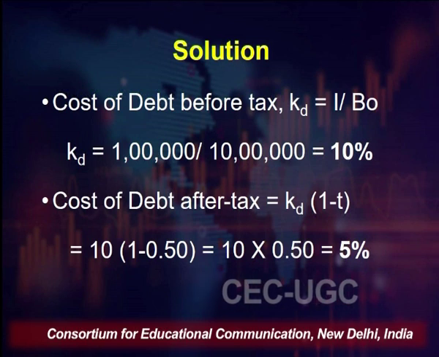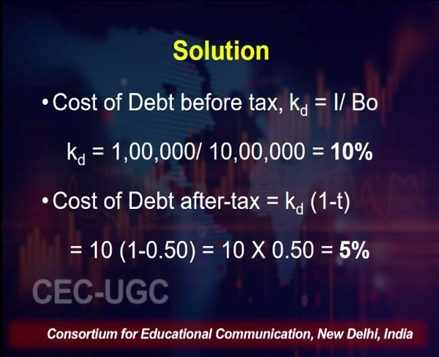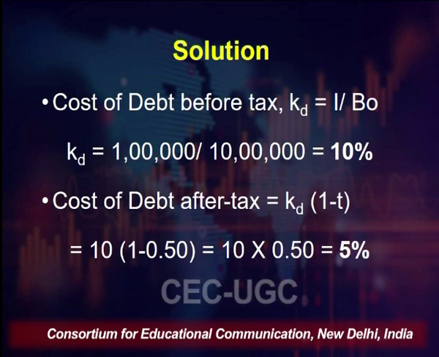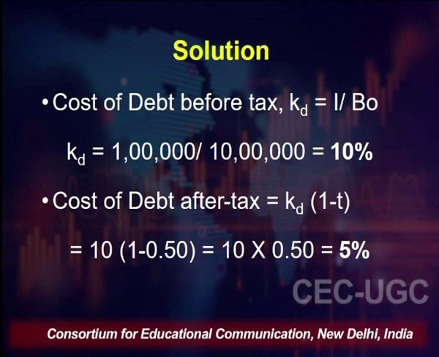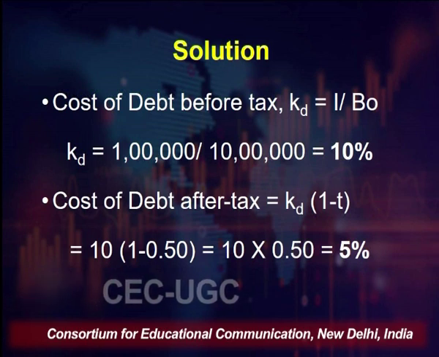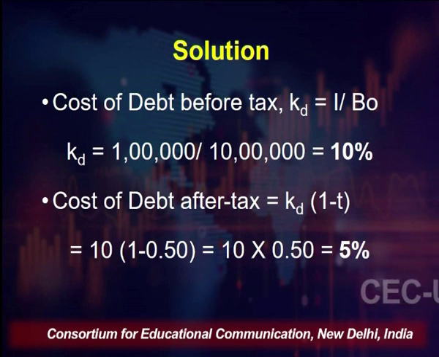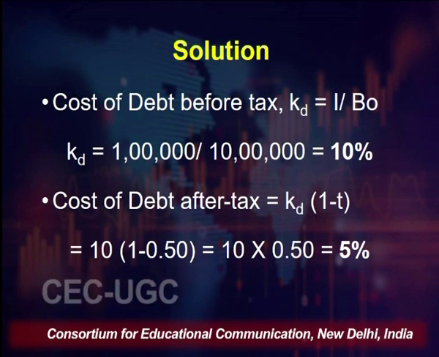Now, this is the case when we are calculating cost of debt before tax. We are not applying the tax rate on this. Now, when we are applying the tax rate and we need to calculate cost of debt after tax, the value will be this 10%. Out of this 10%, we will multiply this 10% by 1 minus T. So, the cost of debt that we have received before tax will be multiplied by 1 minus T.